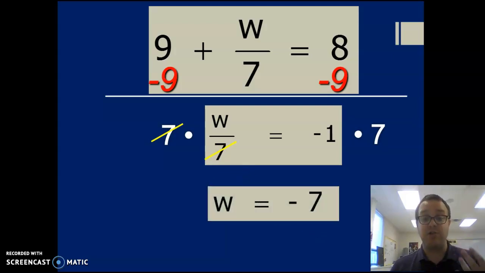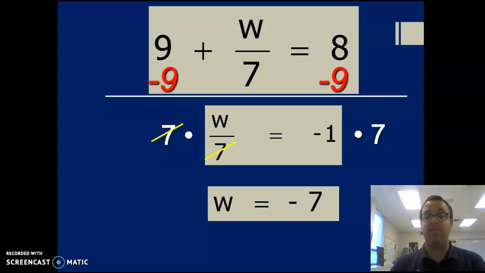And once again, I do my check step. Take that negative 7, plug it back in. 9 plus negative 7 over 7, that's going to equal 8. That means I'm good. I did my check step. It all worked out. All right? Two-step equations. Get rid of the addition or subtraction, then get rid of the multiplication. My goal is that tonight when you go to sleep, all you can think about in your head is two-step equations. I get rid of addition or subtraction, then I get rid of multiplication and division.